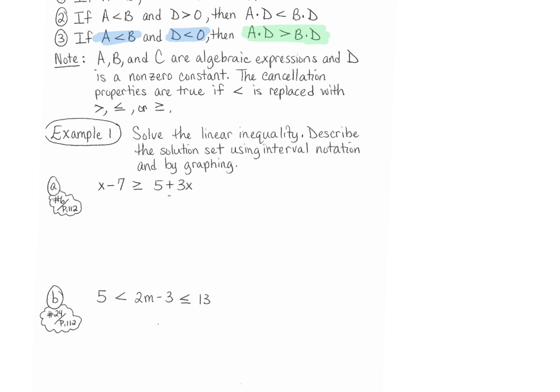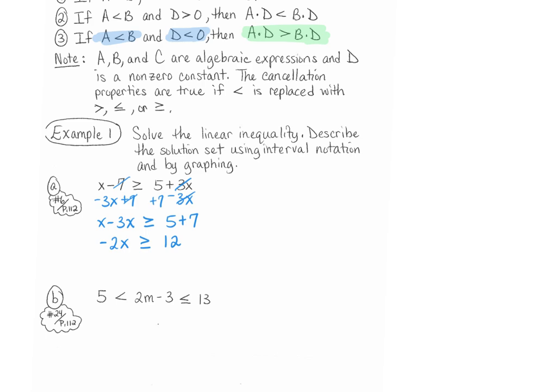So we're going to subtract 3x from both sides to get x minus 3x, and we're going to add 7 to both sides. So we have x minus 3x is greater than or equal to 5 plus 7. And so x minus 3x, which is negative 2x, is greater than or equal to 12.